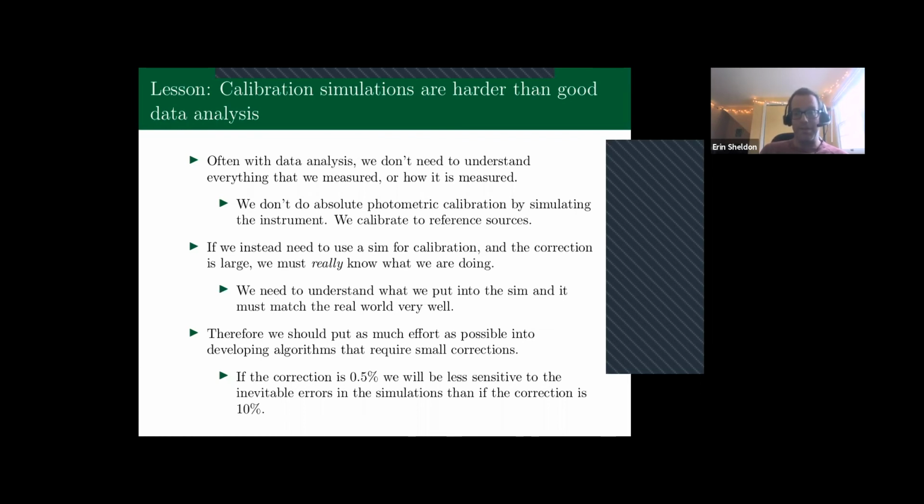But if instead you need a sim for calibration, like we would in lensing because we don't have absolute calibration sources, and if this correction were large, you really have to know what you're doing. We would need to understand everything we put into that simulation, and it must match the real world very well. And this gets back to the earlier point. What this really means is we should put as much effort as possible into developing algorithms that require small corrections. If the correction is 0.5%, we'll be much less sensitive to inevitable errors in the simulations that we're using for the correction than, say, if we had a 10% correction.